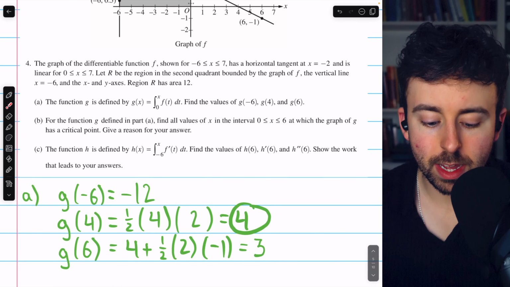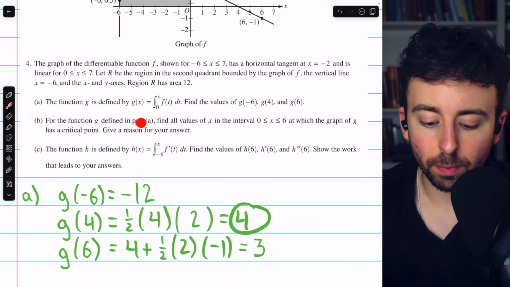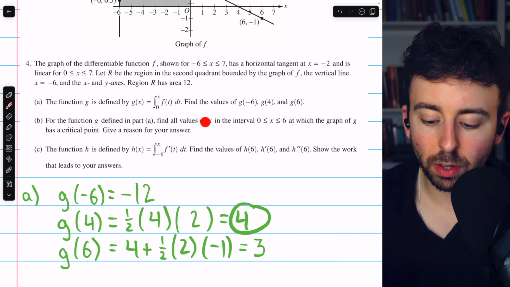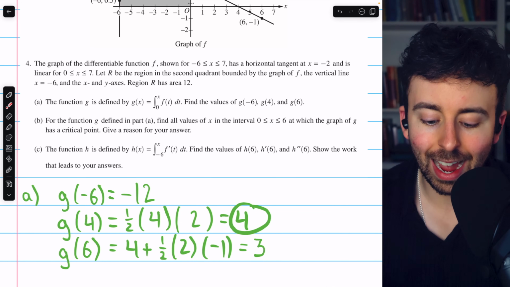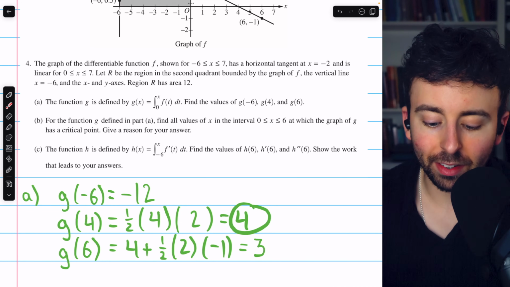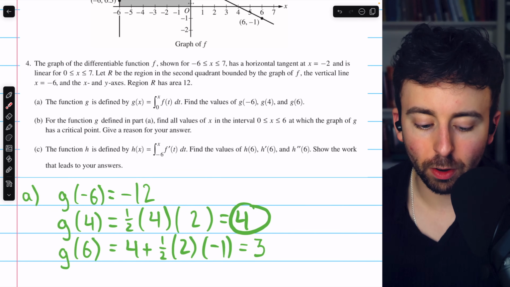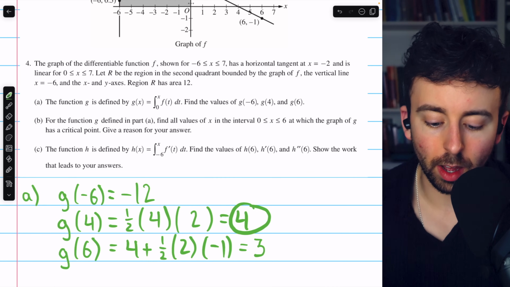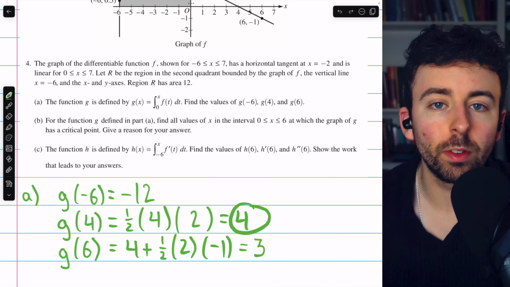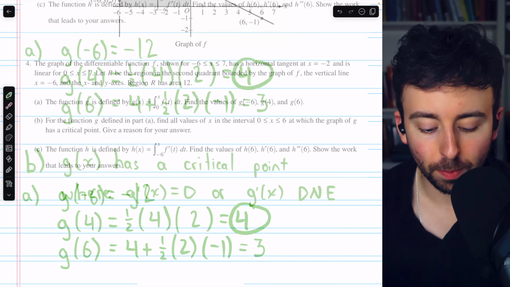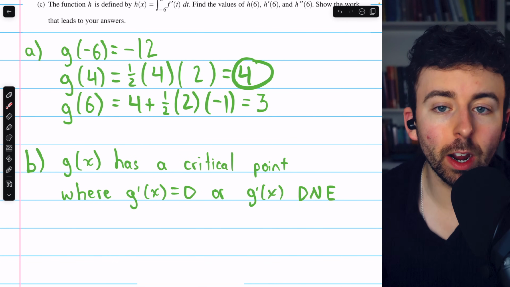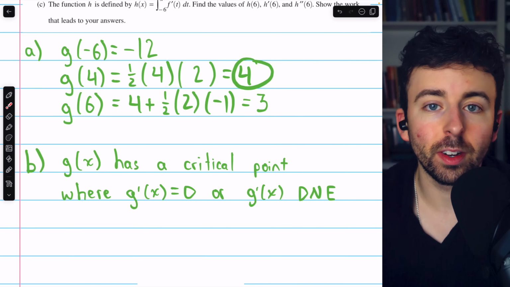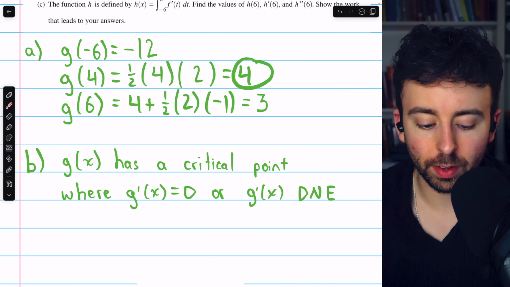On to part B. For the function g defined in part A, find all values of x in the interval from 0 to 6 at which the graph of g has a critical point. And we are asked to give a reason for our answer. To find critical points of g of x, we need to consider the derivative of g of x. We know that g of x will have a critical point where its derivative is 0 or where its derivative does not exist by definition of a critical point.